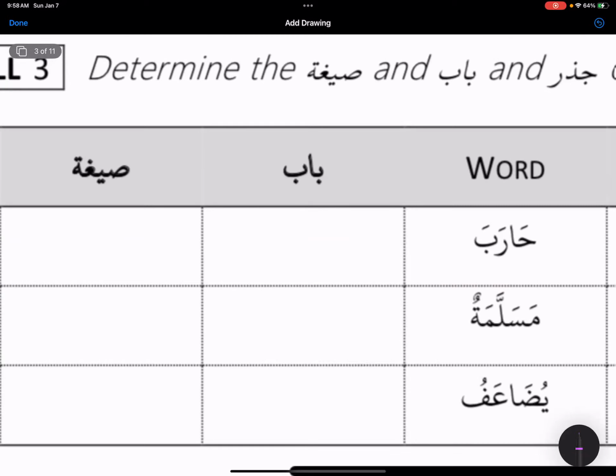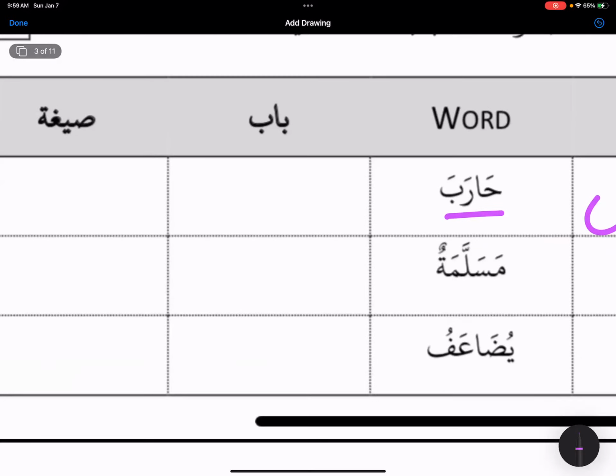And what is the wazan for hurriba? Fu'ila. Fu'ila. Very good. Okay. And what is the fa'il in there? Huwa. Very good. Next one.